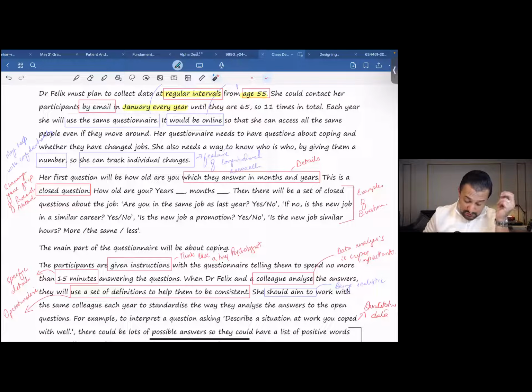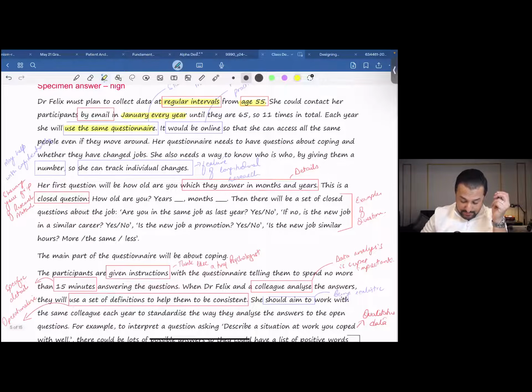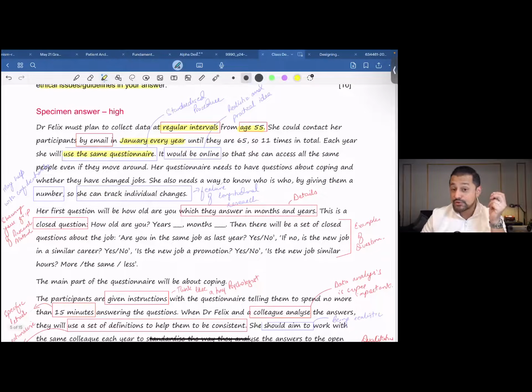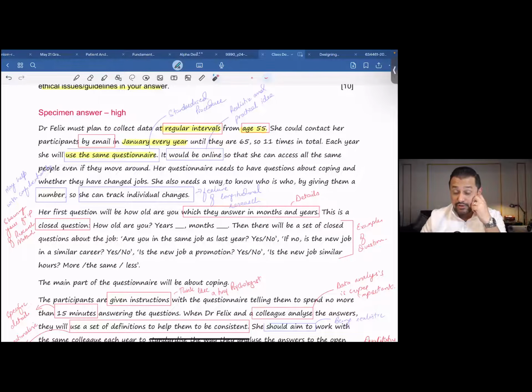Each year, she will use the same questionnaire. Does that click? Does that remind you that a standardized procedure is being used? Remember, that's an essential feature of responses that would score in the top level. So each year she will use the same questionnaire.